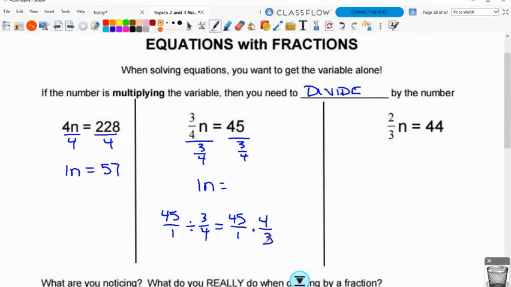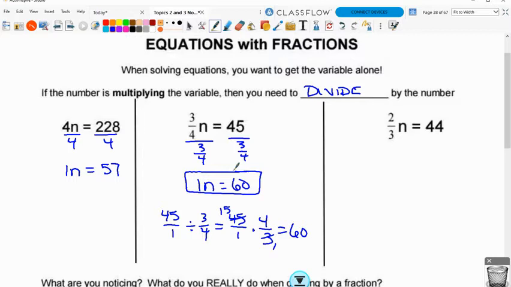I can simplify early with 45 and 3. They have a common factor of 3. 3 goes into 3 once and into 45 15 times. And now when I multiply 15 over 1 times 4 over 1, I get a value of 60. So n is equal to 60.